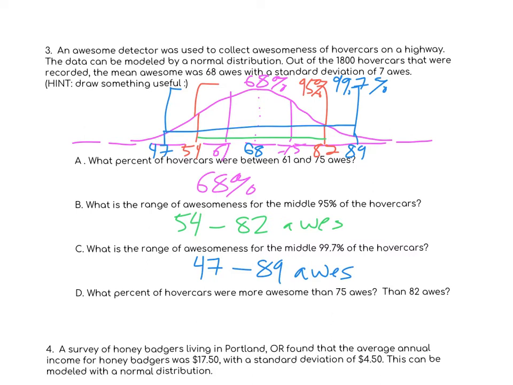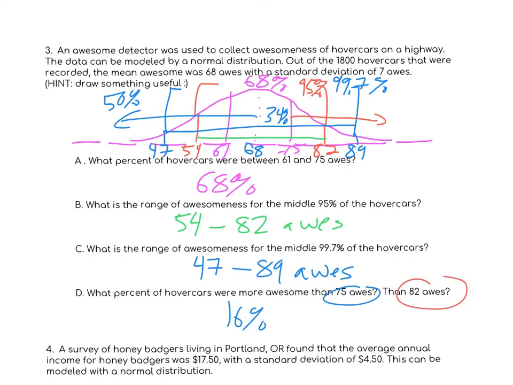And then what percent of hover cars were more awesome than 75 Oz? 75 is here. If I think about this as the mean is going to be 50%. And then here we've got 34%. That gives me 84% below, which means we've got 16% above.